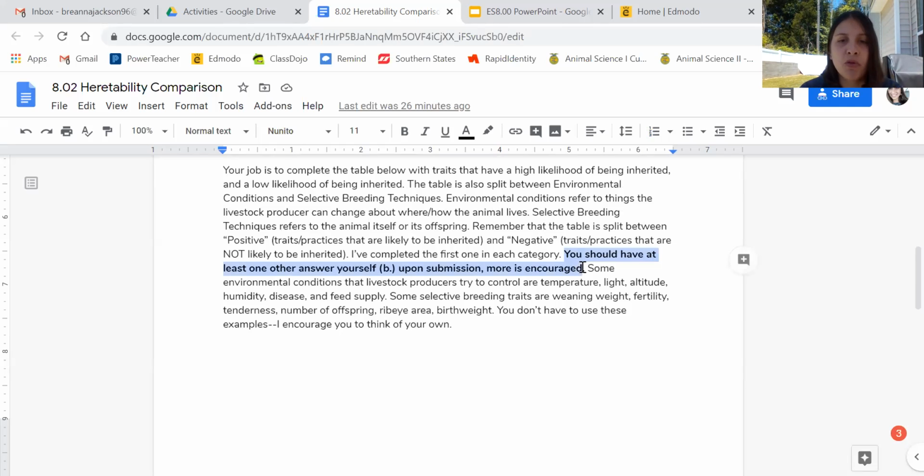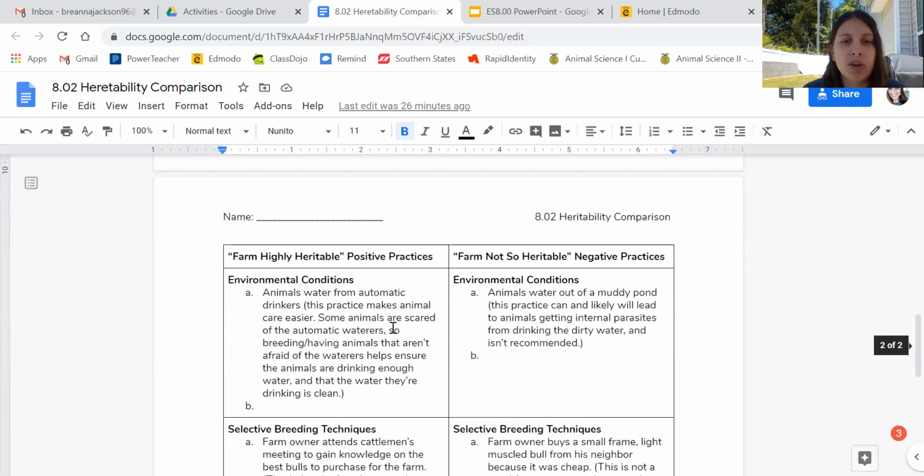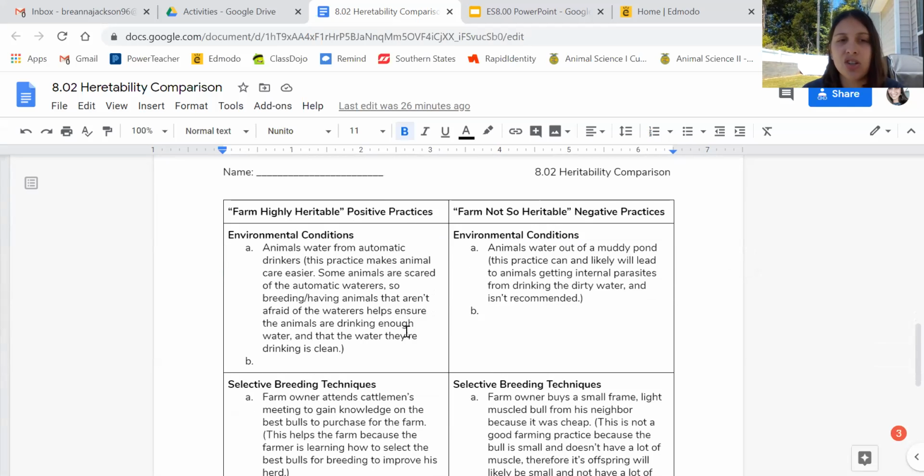So you need to try to come up with one of your own for each other square. There are 4 squares that you need to go in and complete. You need to come up with one other answer yourself. Some things that you can talk about: we've got environmental conditions. Environmental conditions are right here. I gave you 2 examples.